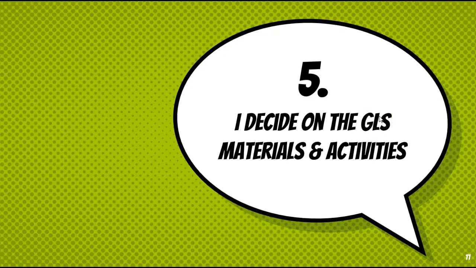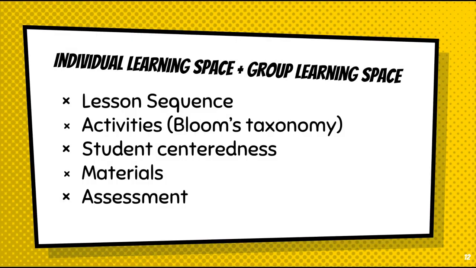The fifth thing I decide on is the group learning space materials and activities. Now that I have liberated class time from direct instruction, I have more time to do those things that I always dreamed of. So I have to think of them because now we have much more time. So I think of the lesson sequence, normally as I would in any lesson plan without flipping. I think of activities considering Bloom's taxonomy.